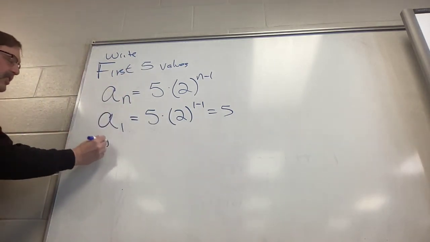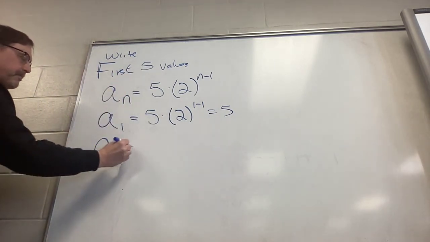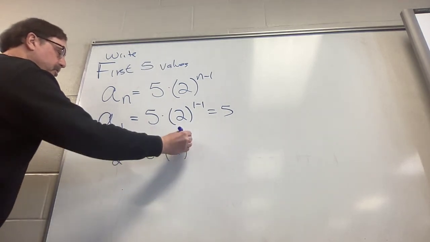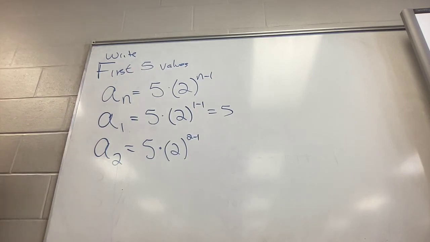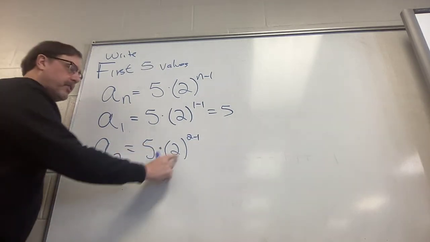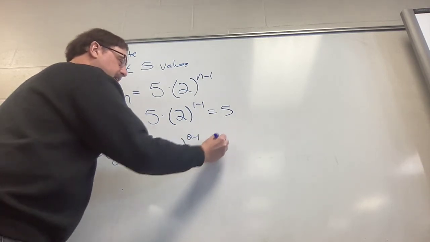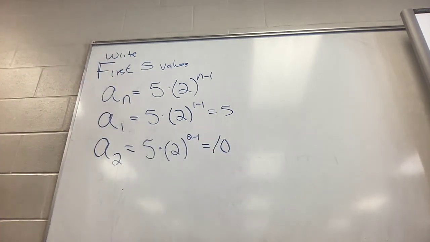All right, I want to find the second one, A sub 2. 5 times 2 to the 2 minus 1. Those of you that want to get a second question right today in your education, what's 2 minus 1? Do your exponent first. 2 to the first is 2. 2 times 5 is 10.